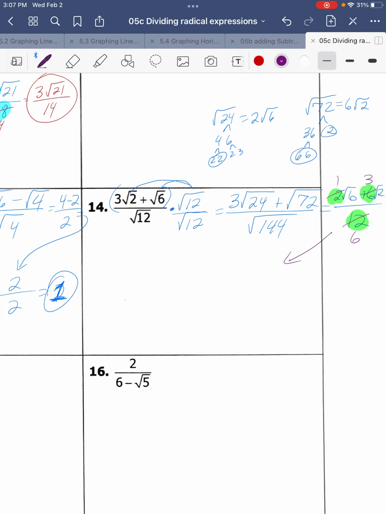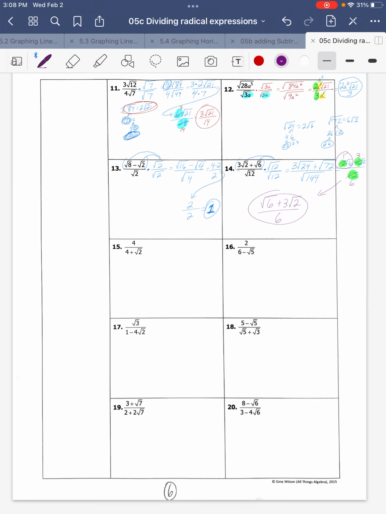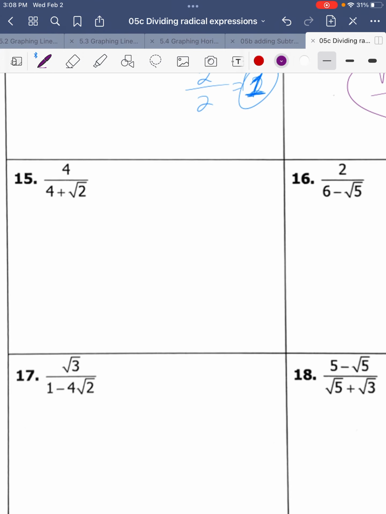And then what is the result? We have 1 times the square root of 6 is the square root of 6 plus 3 square roots of 2 over 6. And that is your final answer. All right, let's take a look at binomial denominators.